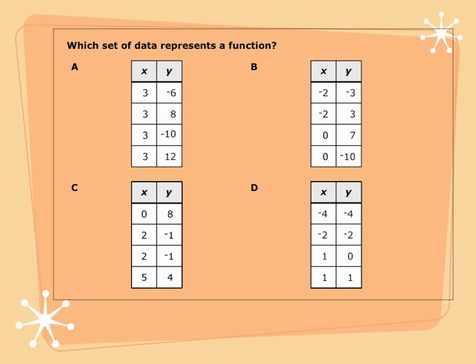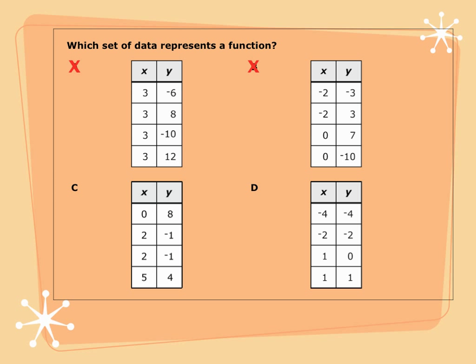This one says which set of data represents a function. If you notice, I'm not going to do mapping diagrams here. I'm just going to talk through it. You could make mapping diagrams. If you look at A, we have one domain value 3, and I have 4 different range values, which means that the domain value 3, or input 3, is going to have 4 different outputs. So A is not going to be a function. If you look at B, you have two domain values, -2 and 0. Each one of those has two different range values, which means that it's not going to be a function.